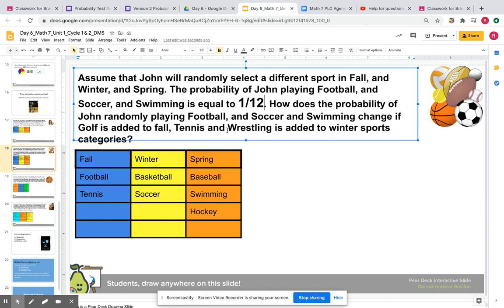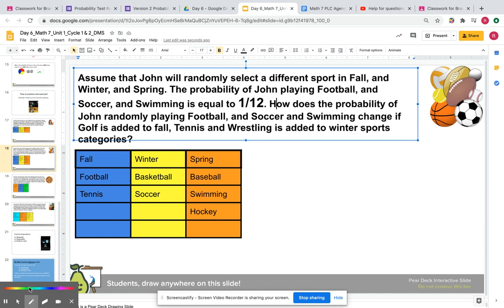Okay. So I'm not going to really deal with the 1/12. Just remember that it comes from the table originally. But there's something that we need to find from this problem, so I want to read it to you again. Assume that John will randomly select a different sport in fall and in winter and spring. The probability of John playing football and soccer and swimming is equal to 1/12 if he randomly selects a sport in each category. So, how does the probability change if golf is added to fall, tennis and wrestling is added to winter?